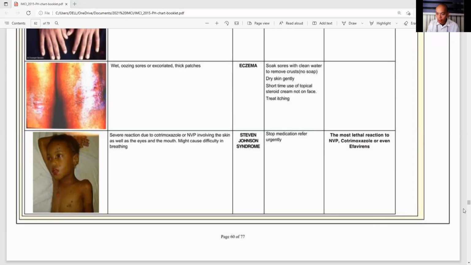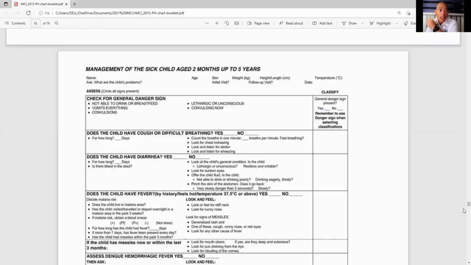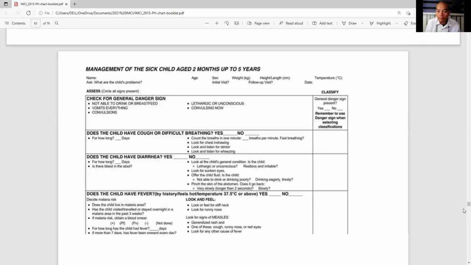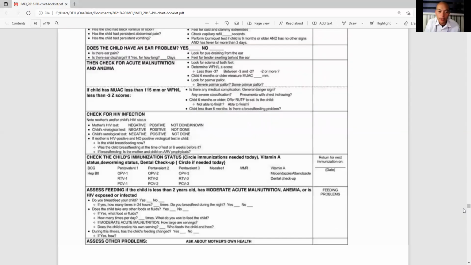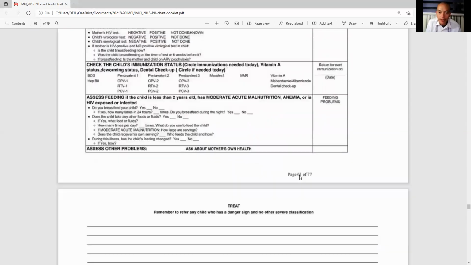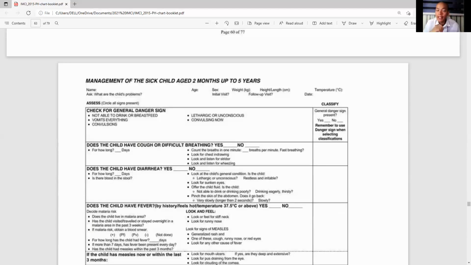Okay, wait, what happened? We are now in page 63. Bakit naging 63 to? This is 61. So dito sa contents na 61, you can see here. Ito dapat yung mga print nyo. Why? Because these are the forms that we will be filling up once we have a patient. Once we have a patient, we have these forms, then write the name.